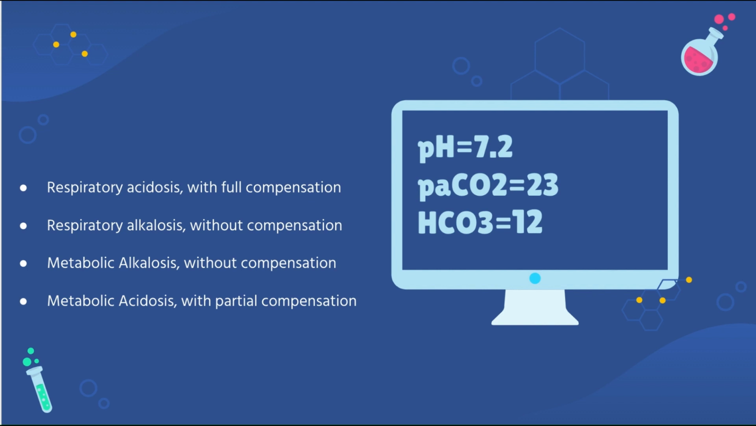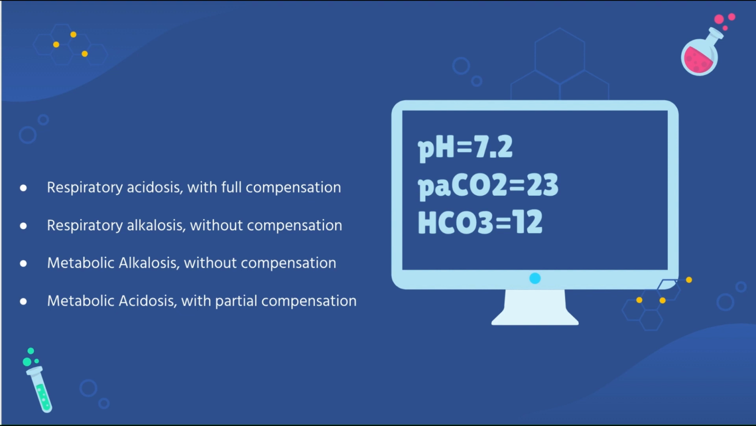Now, what is the first thing we said? That is to look at the pH. Once you look at the pH, you determine whether the blood is acidic or basic. Is the blood acidic or basic in this case? It is acidic. Why? Because it's below 7.35. So because it's below 7.35, the blood is in a state of acidosis.